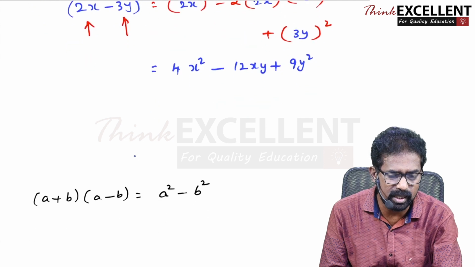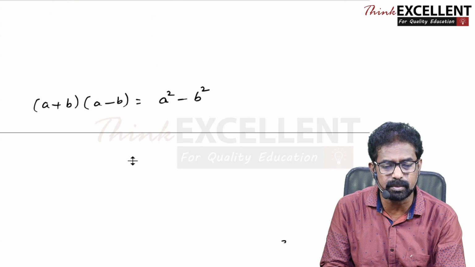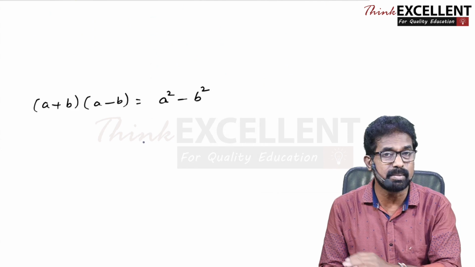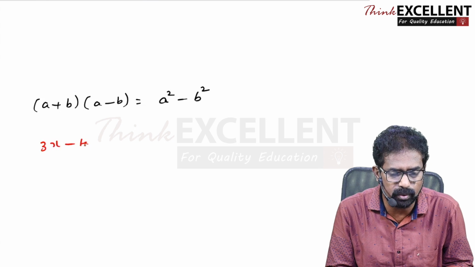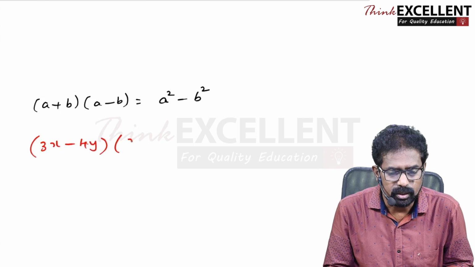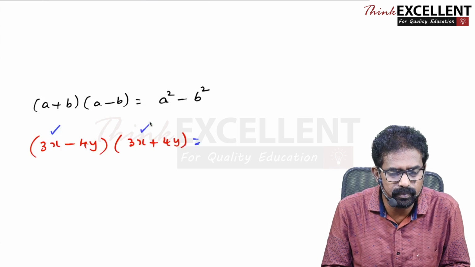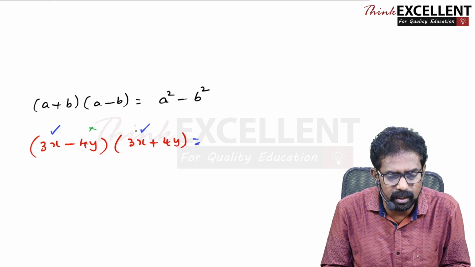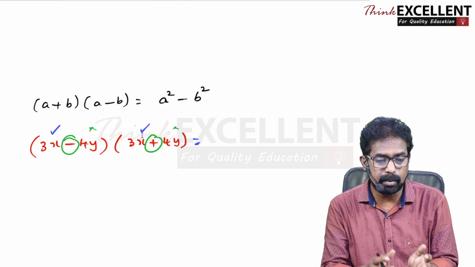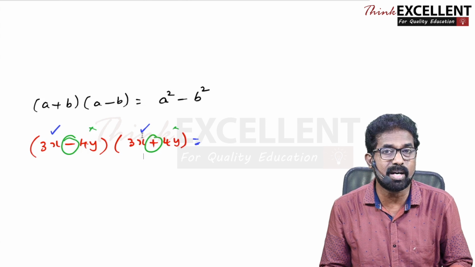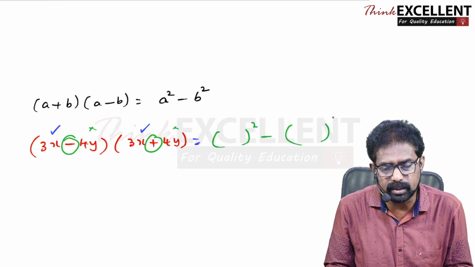Now, let's see another identity. A plus b into a minus b. It is a square minus b square, right? Let's see one small example. 3x minus 4y into 3x plus 4y. So here the first term is 3x, second term is 4y. In between here minus, here we have plus. So this is of the type a minus b into a plus b. The formula is a square minus b square.